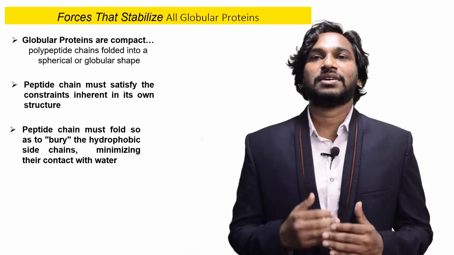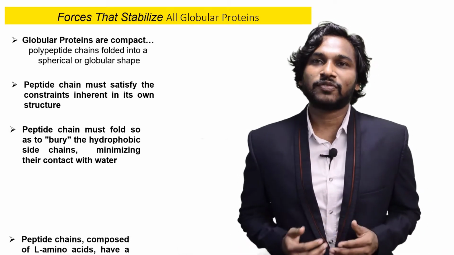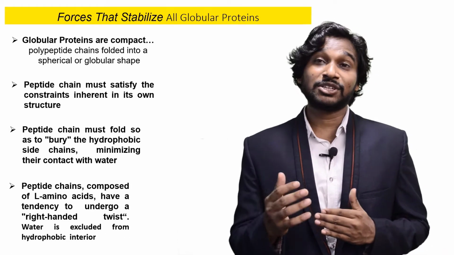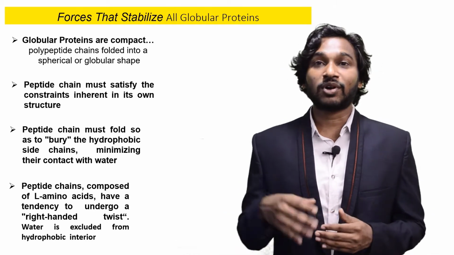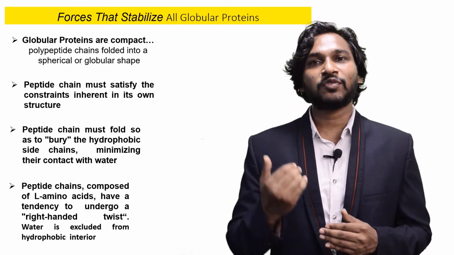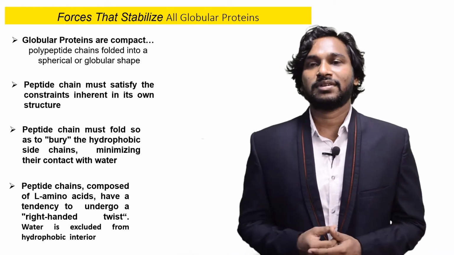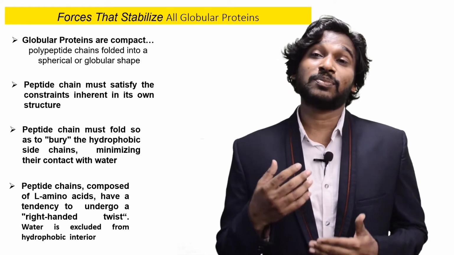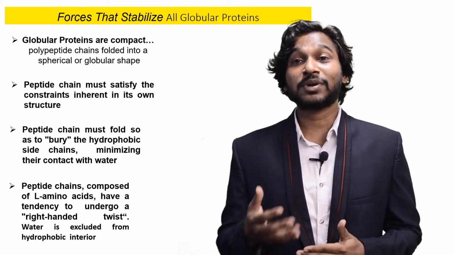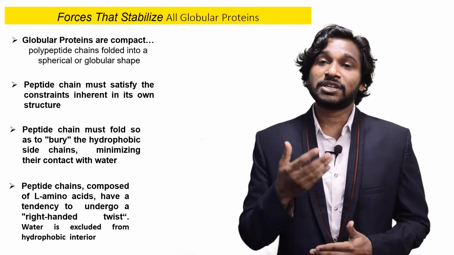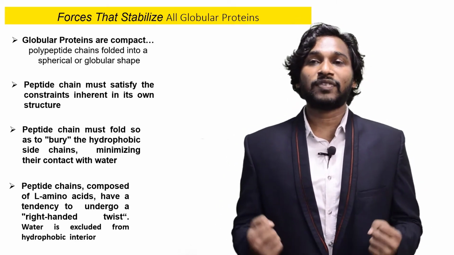with the water. The peptide chains are composed of L amino acids, which have a tendency to undergo a right-handed twist. There is no space inside because the water is effectively excluded from the hydrophobic interior region of the protein. Nearly all buried hydrogen bond donors, for example serine, form bonds with hydrogen bond acceptors, for example glycine. The bond formation neutralizes the polarity of the hydrogen bond.